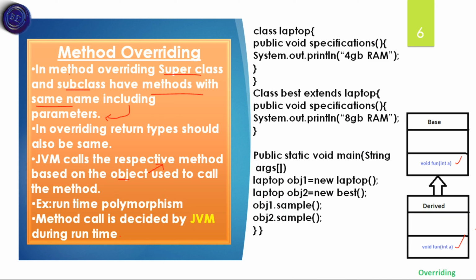So here I have a laptop. In this laptop class I have a method named specifications. In that method I would like to print 4 GB RAM, and I have a subclass named Best, and I am inheriting the content which is present in the laptop class. While inheriting, the method name should be the same, so public void specifications, but the content present in this method has to be changed. So I am updating it to 8 GB RAM.